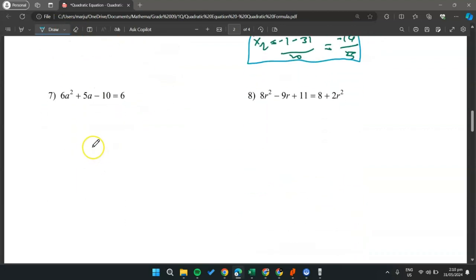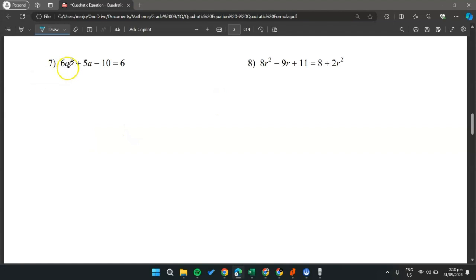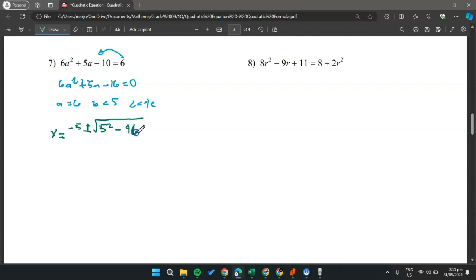Let's have number 7 and then number 8. For number 7, we are given this equation: 6a squared plus 5a minus 10 is equal to 6. So again, make this into standard form. You will get 6a squared plus 5a minus 16 equals 0. So your a is 6, your b is 5, your c is negative 16. Using our quadratic formula again, x is equal to negative b, or negative 5, plus minus the square root of 5 squared minus 4 times 6 times negative 16, all over 2 times 6.